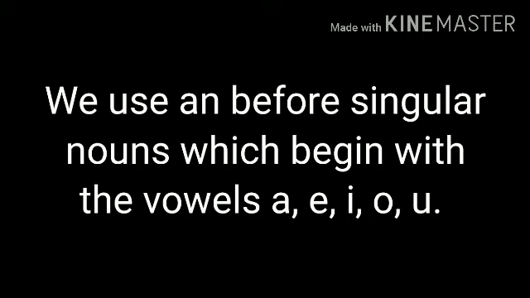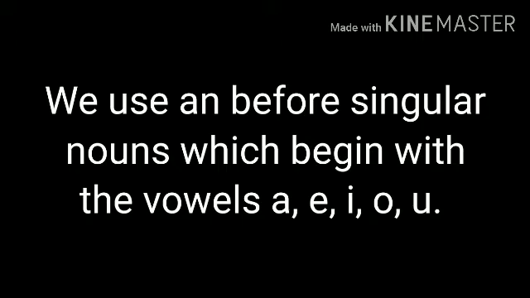A is used for consonants and an is used for vowels. Okay children, you know what is vowels? A, E, I, O, U. These letters are called what? Vowels. So before that word you should use what? An for singular nouns. Do you understand children what is an?